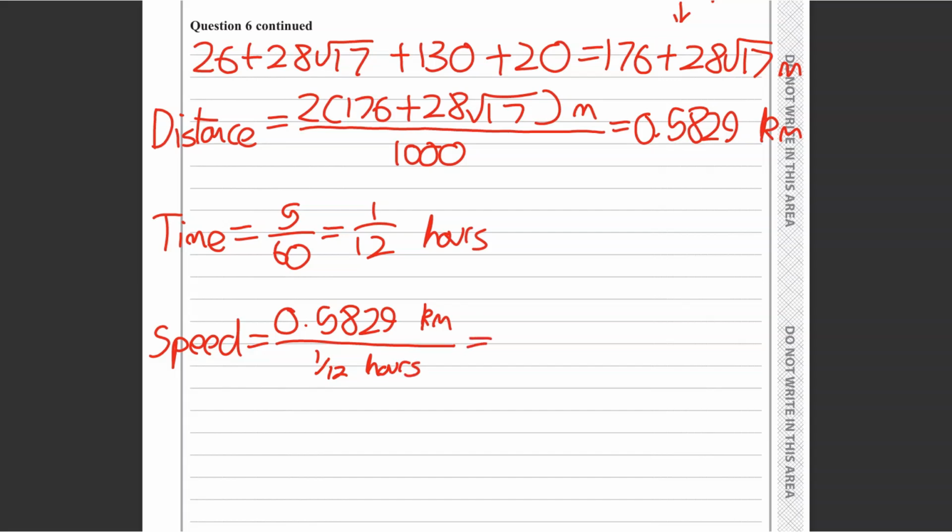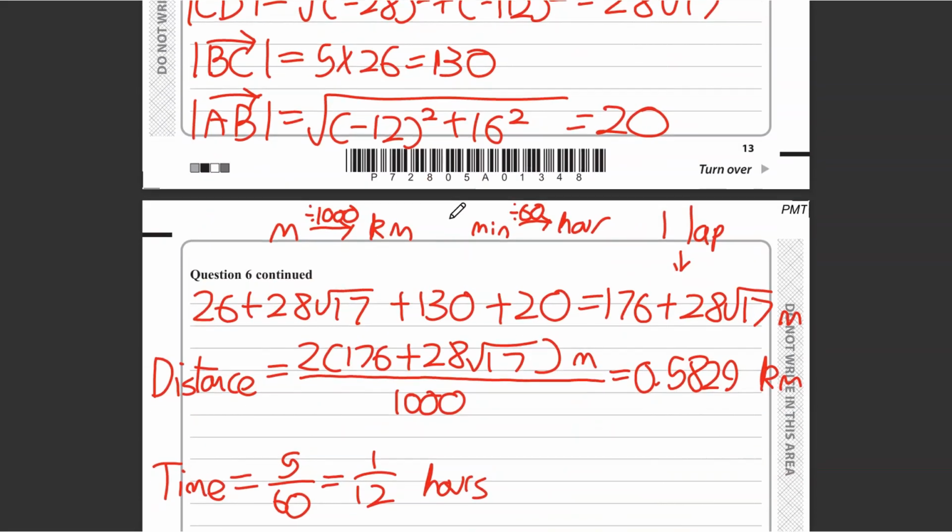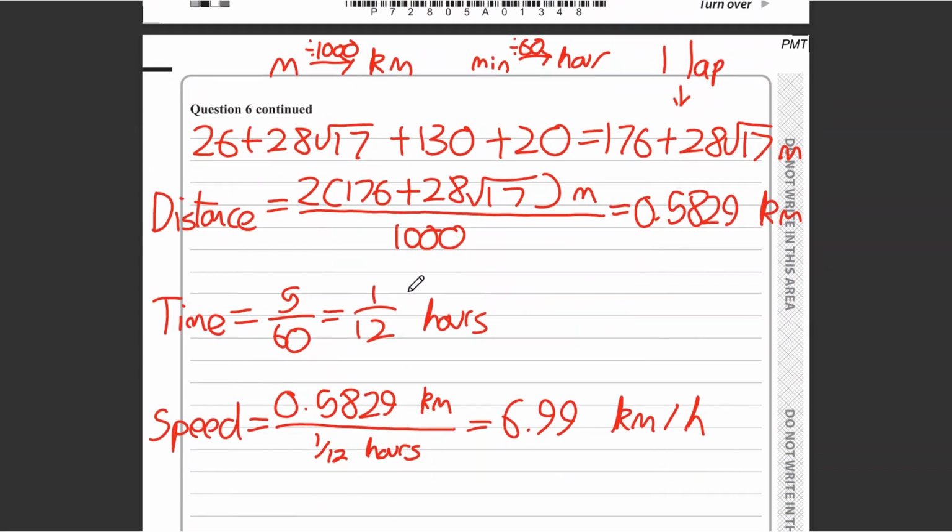If you put this into your calculator, you get a value of 6.99, and it's going to be kilometers per hour, and this here is the correct answer. So this question is worth 4 marks. In order to get the 4 marks, you get 2 marks for figuring out the lengths of all of the sides, and then you get another mark for finding the distance and the time here, and you get a 4th mark for getting the final answer as 6.99.